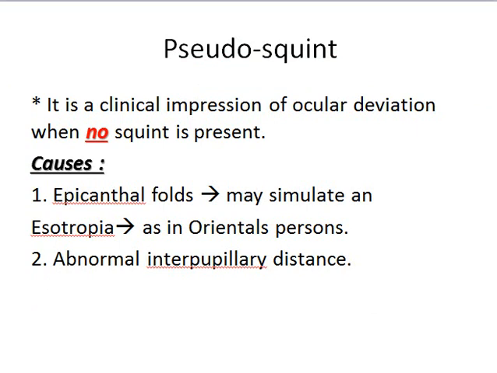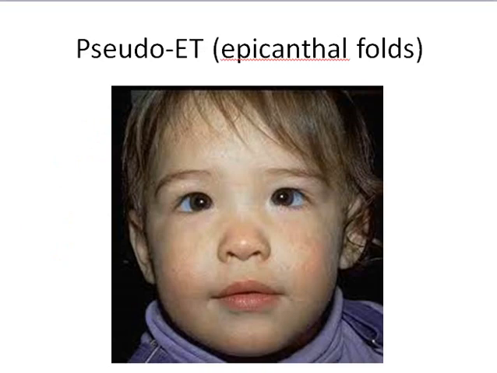There is a term named pseudo-squint or pseudostrabismus. It is a clinical impression of ocular deviation when no squint is present. The cause is either epicanthal folds, which may simulate an esotropia as in oriental persons, or abnormal interpupillary distance. This picture shows a child with pseudo-esotropia due to epicanthal folds.